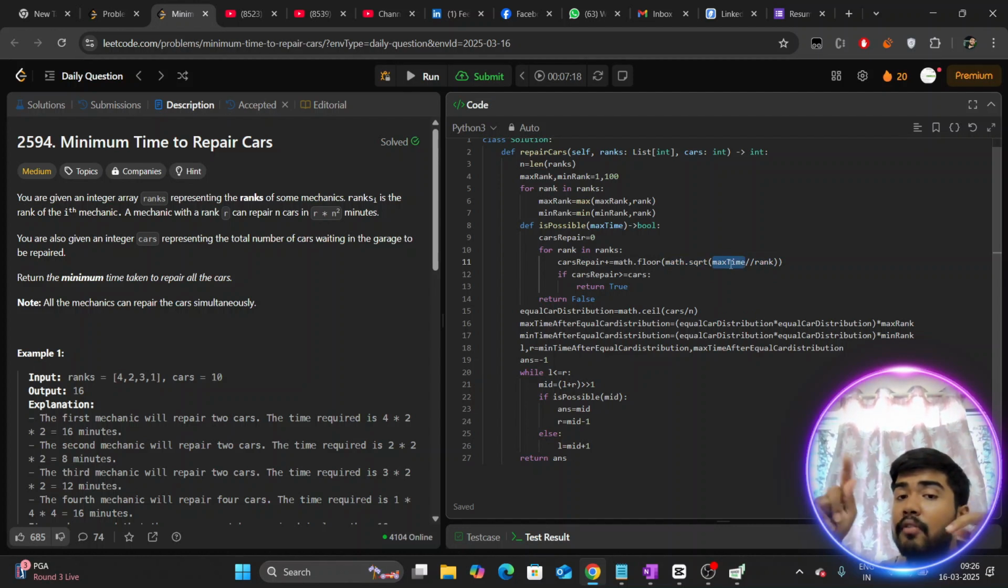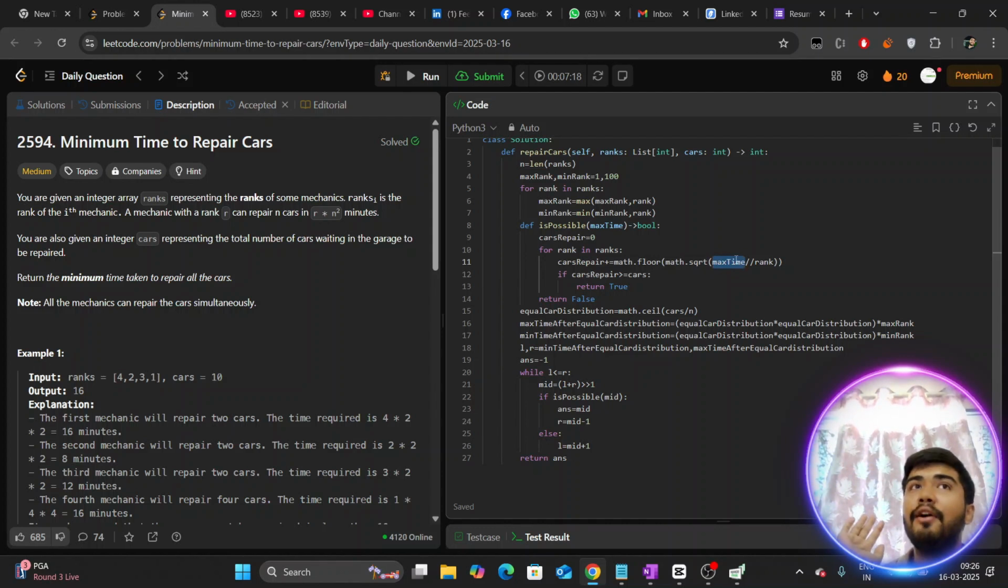Let's suppose, without the max boundary, he is able to repair 3.7 cars. Now if I am greedy and I ask, hey man, why not 4 cars? There are no fractions in our cars garage, so why not take the entire 4 cars to repair? Oh, if I take the entire 4 cars, then this mechanic is going to violate our max time boundary for sure. So that's the reason I'm not giving you the entire 4 cars.